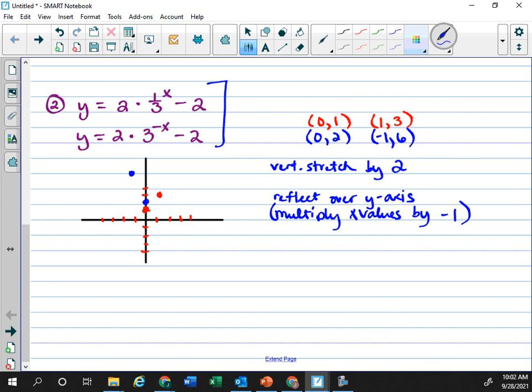Then what's the only other thing I have left to do, guys? Yeah, shift down 2. So what does that make my horizontal asymptote? Yep, y equals -2. Good. Down 2. Sketch your shape. Questions on that one? Don't get overwhelmed by it. Just do it one little piece, one little step at a time.